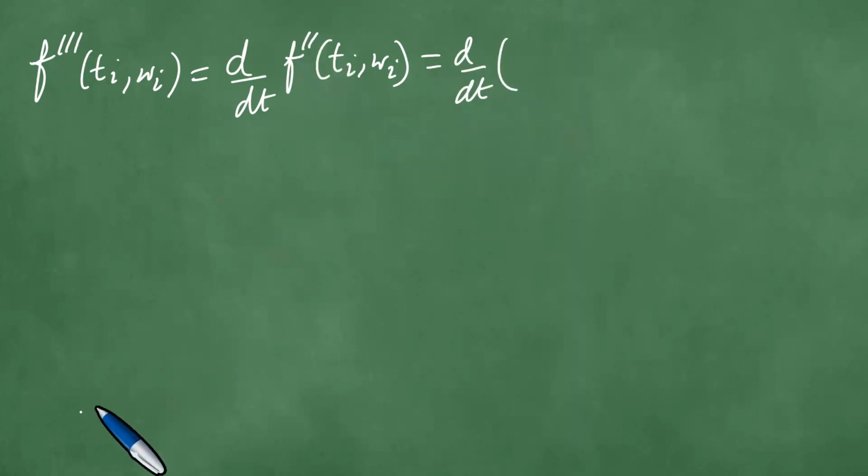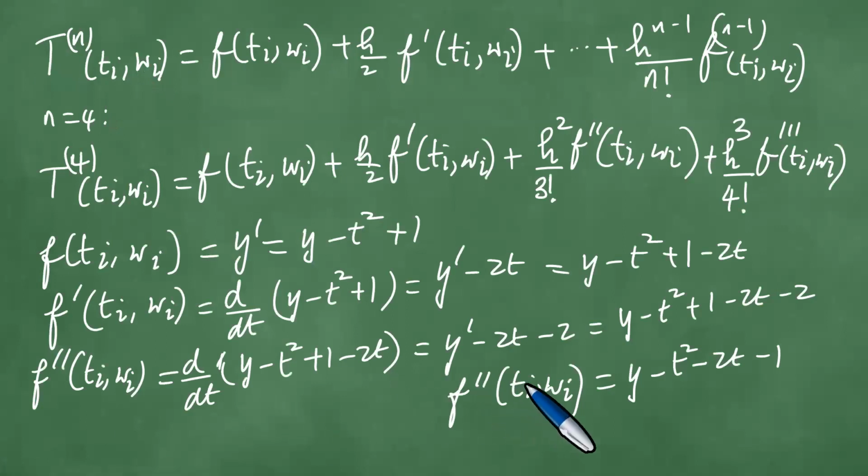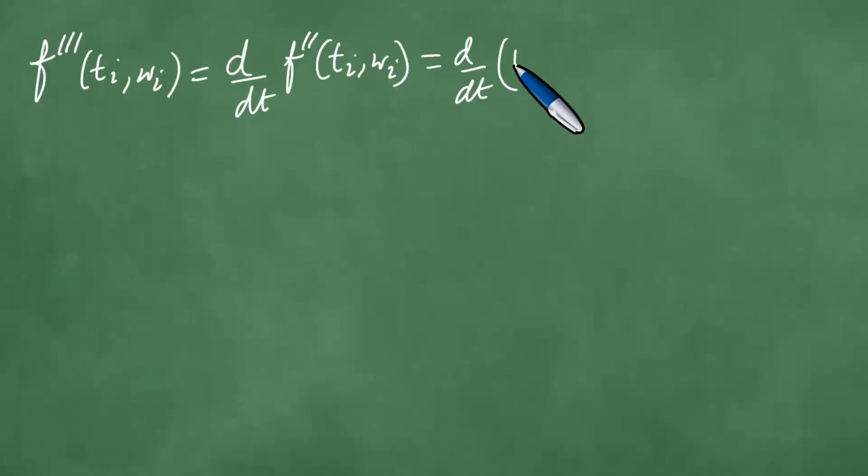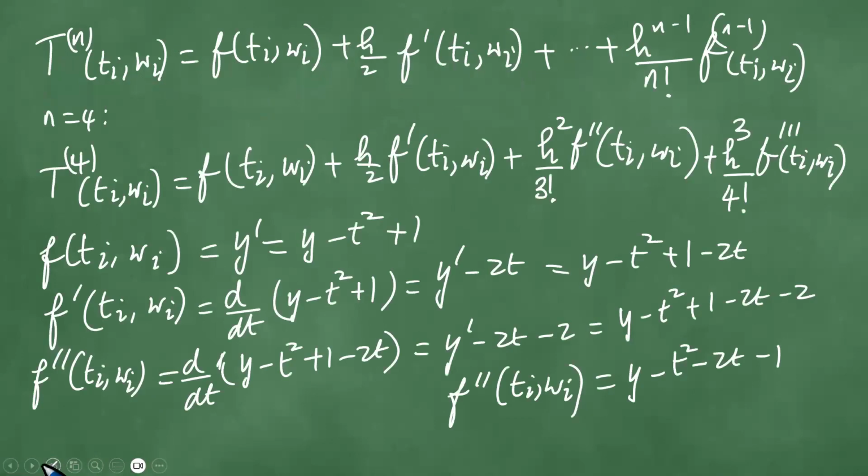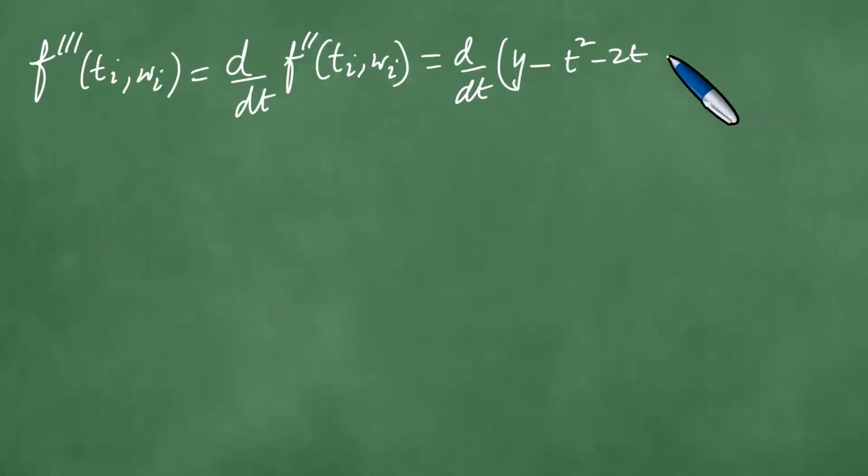What is the f double primed? Let's check. F double primed is exactly y minus t squared minus 2t minus 1. Okay, like so. Right, so now we're getting the third one, and let's see what that one is going to hold in store for us.